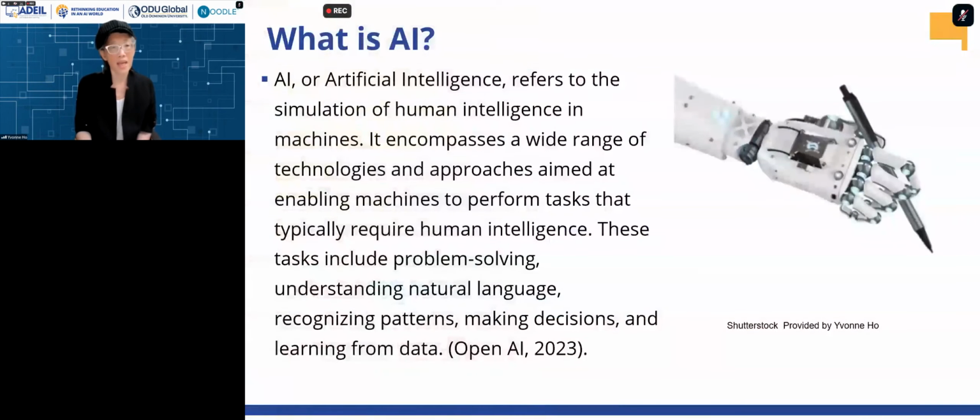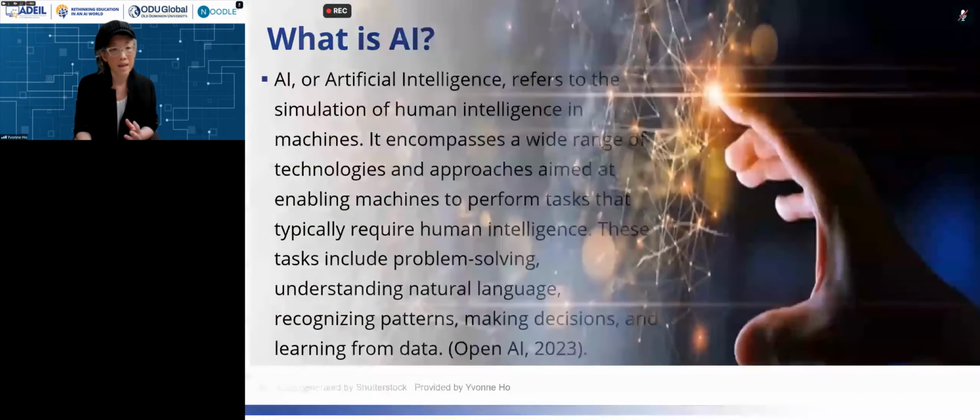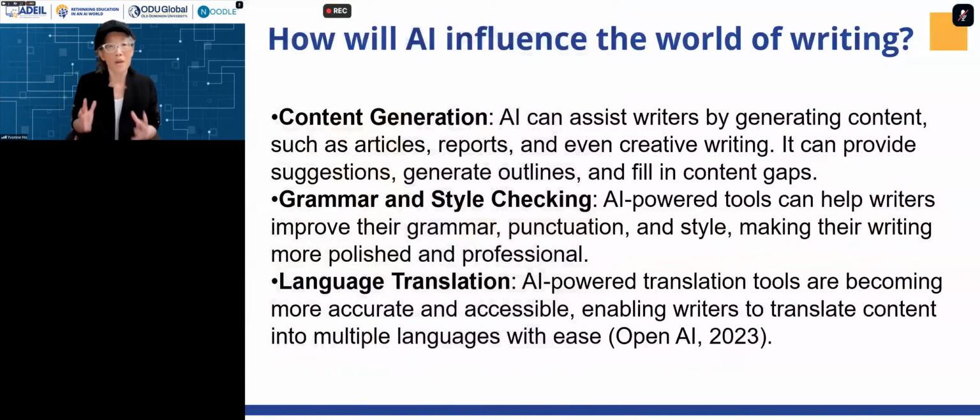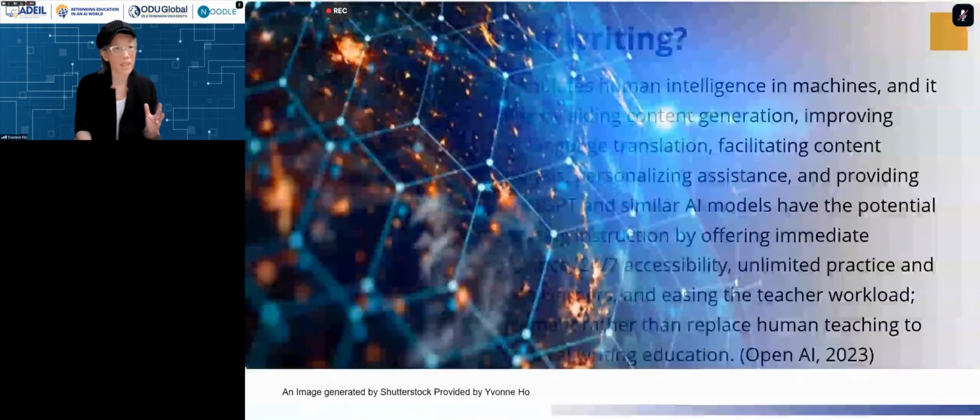So that in a nutshell is what I'm going to cover today. And so what is AI? AI refers to the simulation of human intelligence in machines. It encompasses a wide range of technologies and approaches aimed at enabling machines to perform tasks that typically require human intelligence. These tasks include problem solving, understanding natural language, recognizing patterns, making decisions, and learning from data.